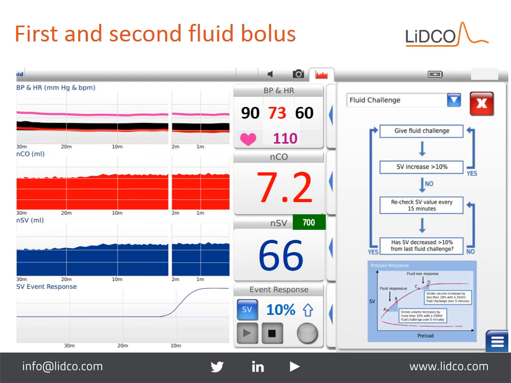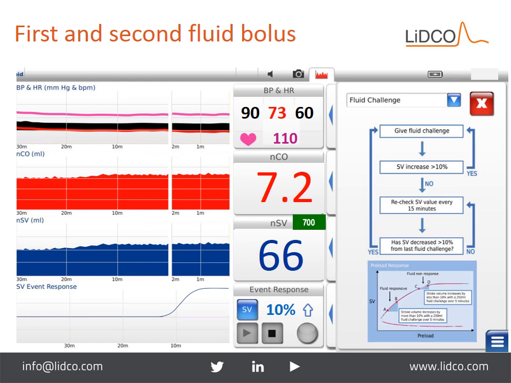We go ahead and give her 1 and 2 liters of fluid. And I apologize to the cardiac nurses out there. I know that sounds like a hideous amount of fluid. And you can see here on the screen that her heart rate's come down to about 110. Her cardiac output is now 7.2, slightly improved. And her stroke volume is 66 right here.